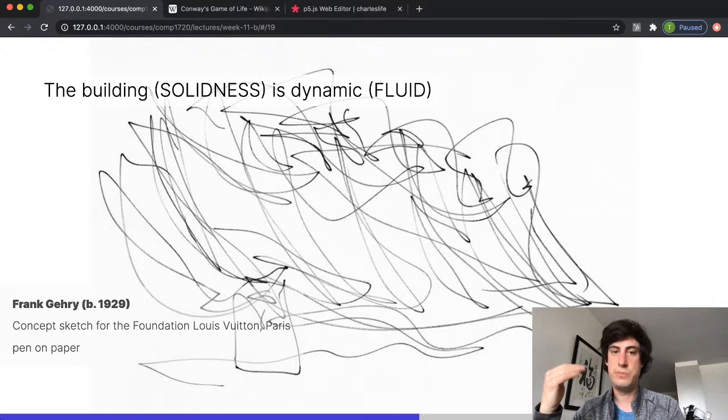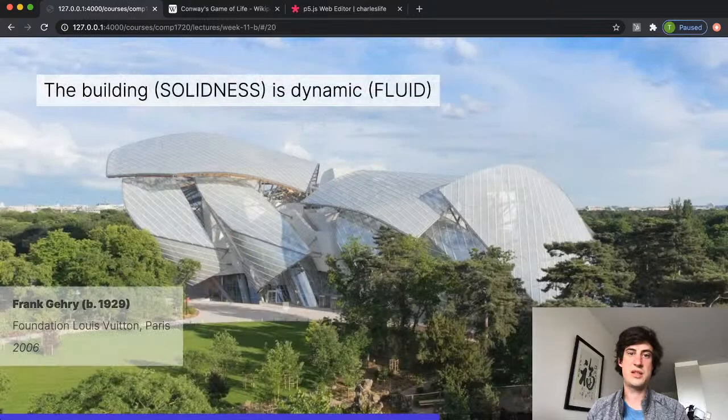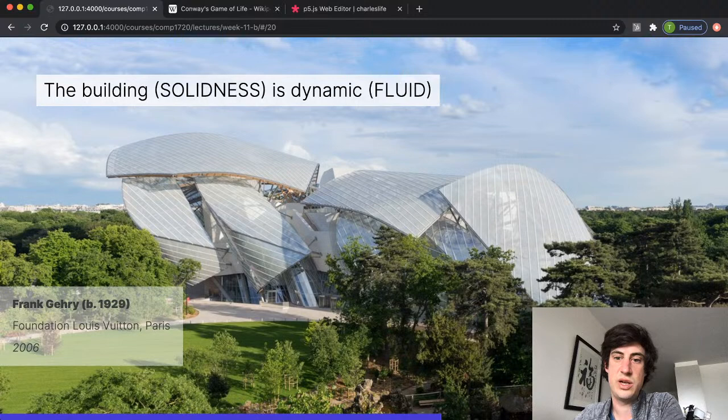So much so that that sketch is for this Fondation Louis Vuitton in Paris, which looks much more stable than his drawing does, but at the same time conveys the kind of movement of the building. And this is where we might see the solidness or finish as something dynamic or fluid. And that's part of that metaphor of sprezzatura.